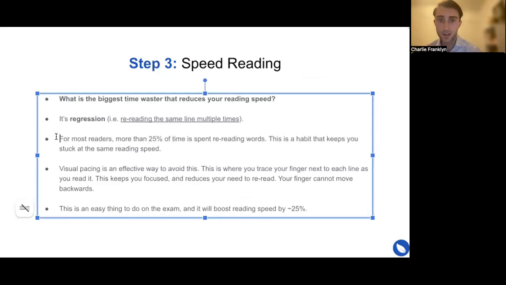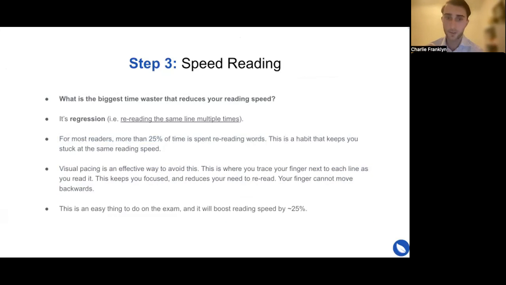For most readers, more than 25% of time is spent rereading words, which when we read some of those difficult pieces, that's definitely understandable, it probably would have been more. And this really is a habit that keeps you stuck at the same reading speed. And so essentially a very, very simple thing, which I recommend, just take it and just do it. It's been proven in studies to improve your reading speed.